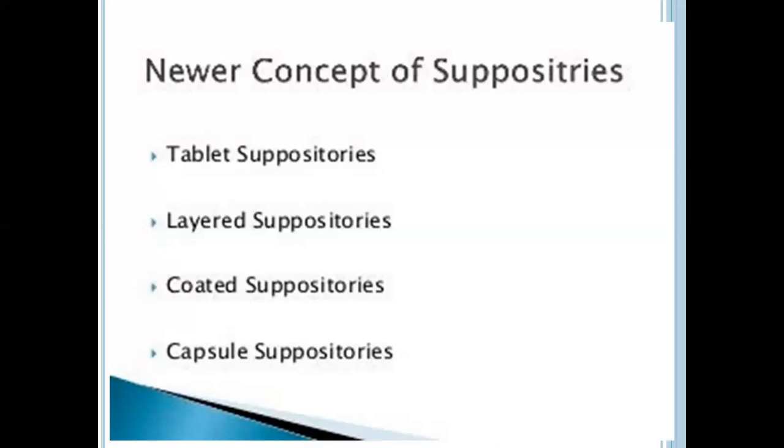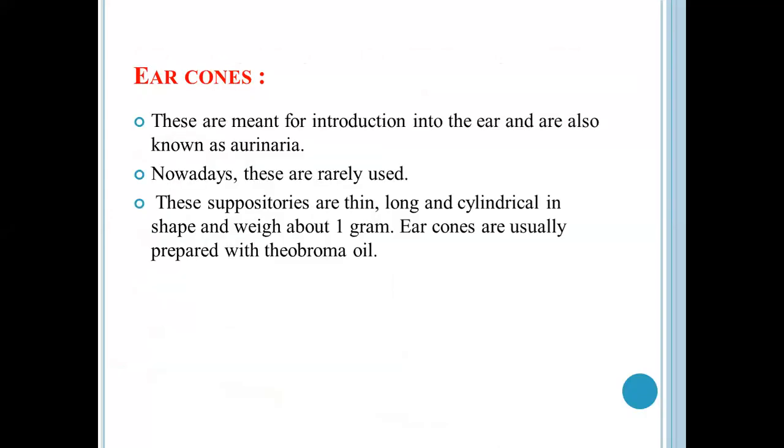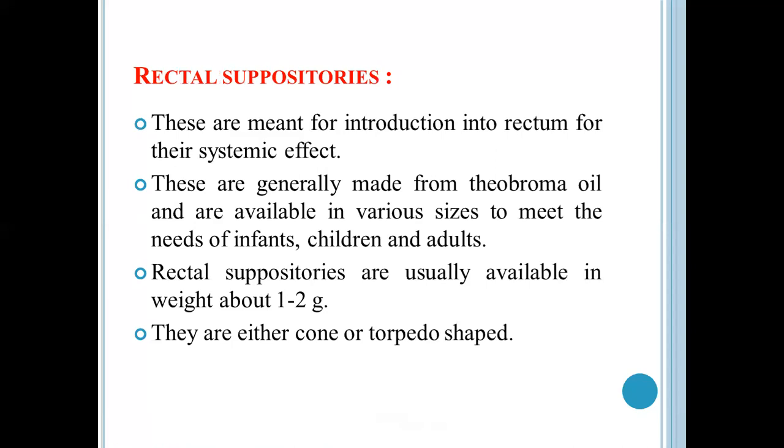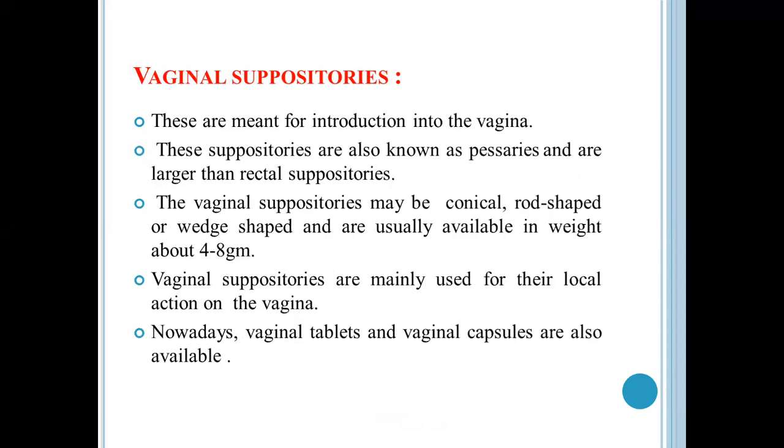Okay, so for nasal suppositories one term is also used. Which term is used? Nasal suppositories are also known as? Do you remember? Which term is used for nasal? Nasal bougies. Okay, which suppositories are known as pessaries? Vaginal suppositories. These suppositories are also known as pessaries. They are larger than this.